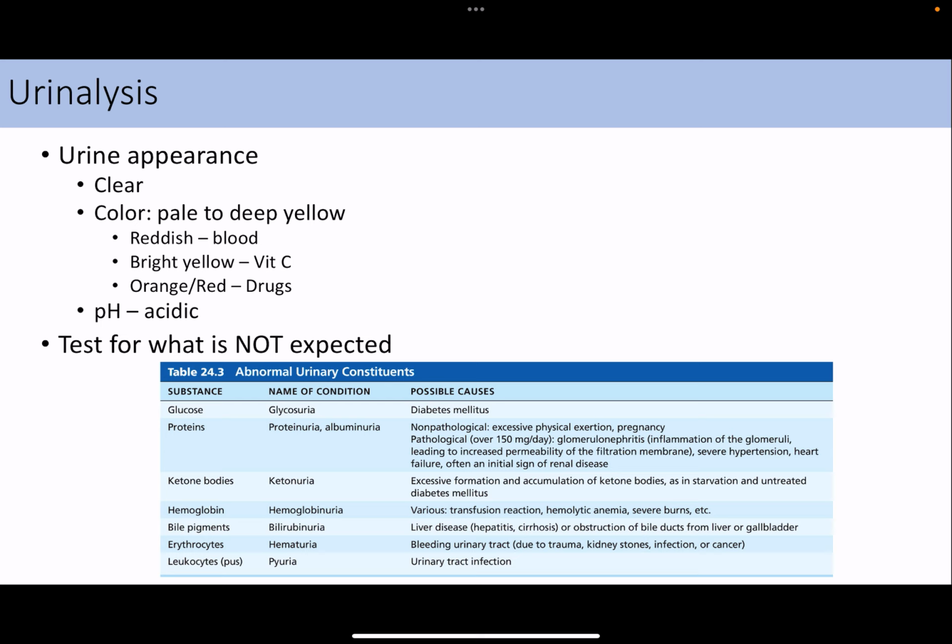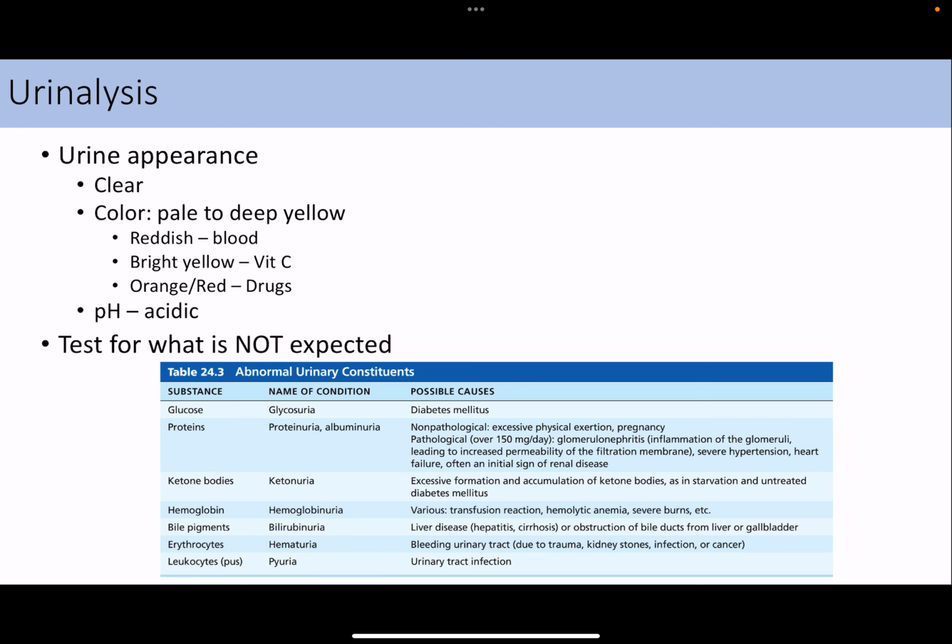Why you would have red blood cells in your urine, it could be due to a bleeding urinary tract due to trauma, kidney stones, which we'll talk about, infections or cancer. And then why you would have white blood cells in your urine is usually due to a urinary tract infection. Or for patients on their menses. Really? Yeah, if they're on their period. Mm-hmm. Yeah. They have white blood cells in there? It'll be reddish too. Yeah.